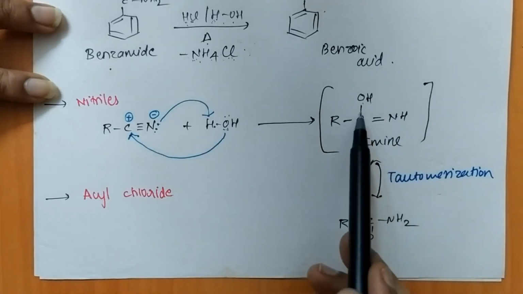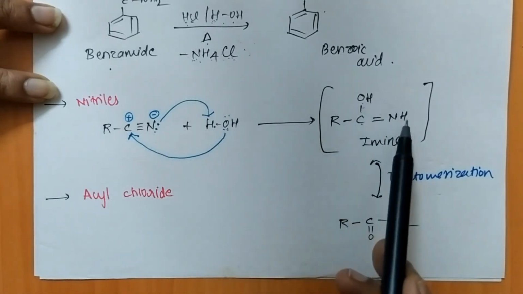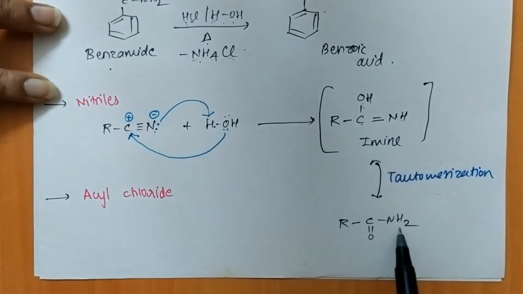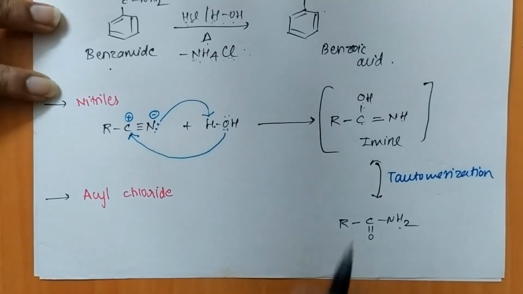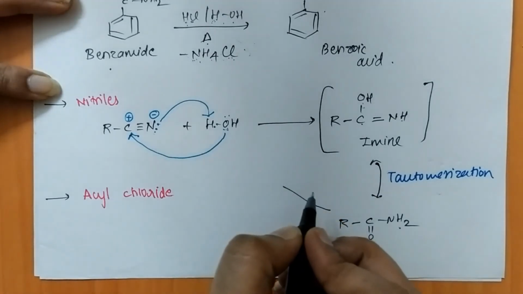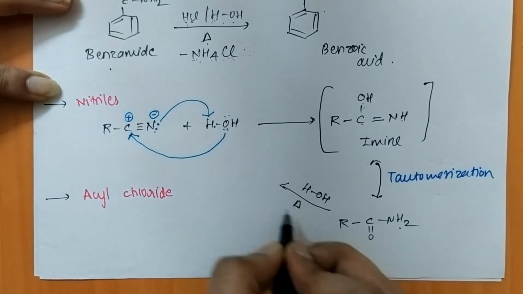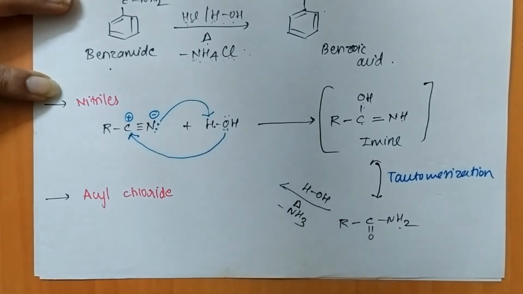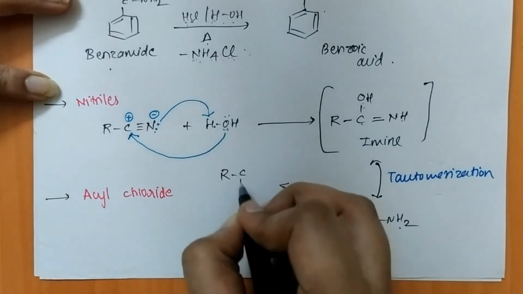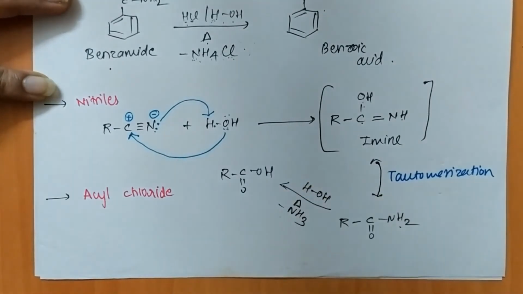That is, this will become C double bond O, and this H is going to combine with NH, which ultimately will lead to the formation of NH2. And this is an amide. Now this amide will again undergo hydration. That is, it is going to react with water in the presence of heat, and ultimately NH3 is going to get lost, which ultimately will give us a carboxylic acid.